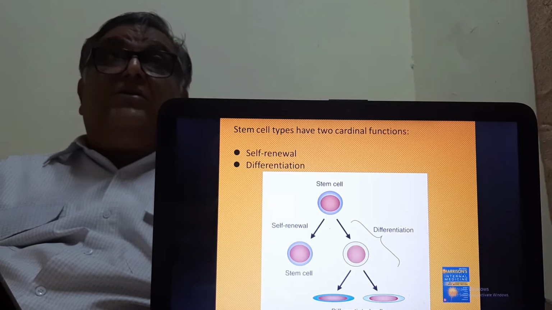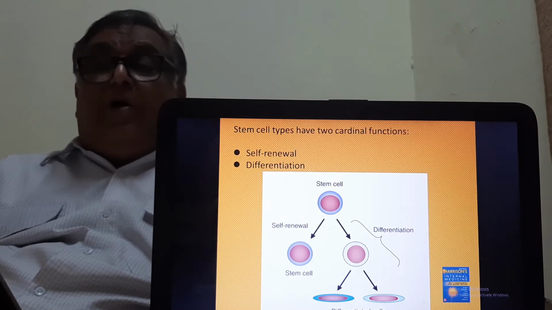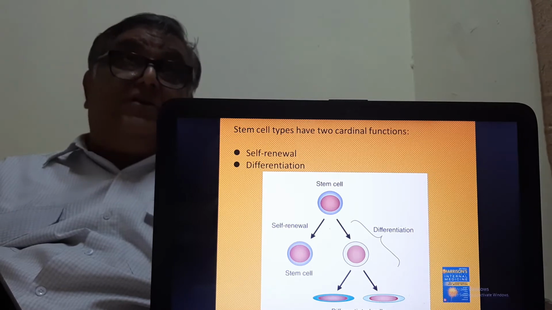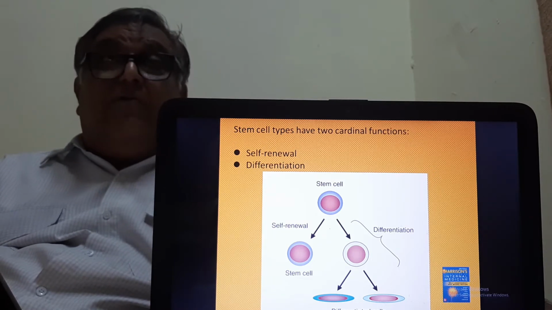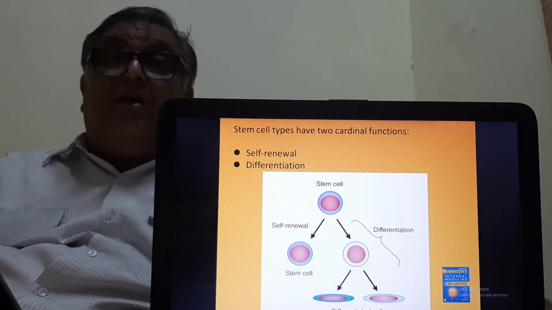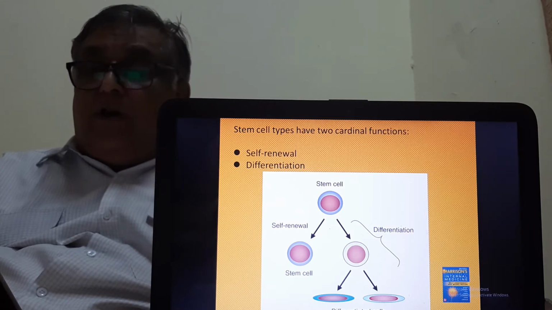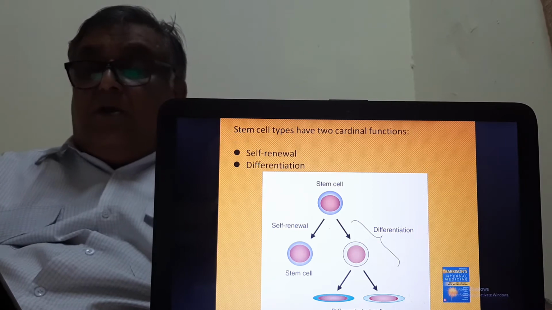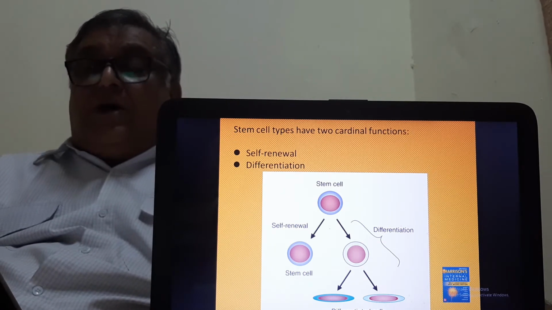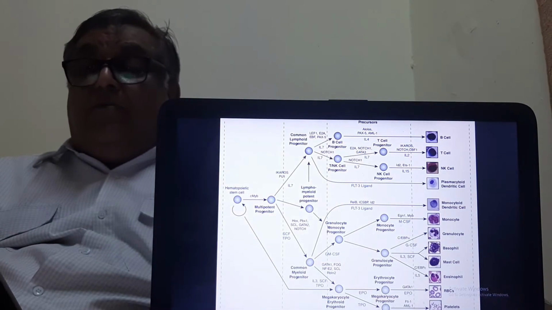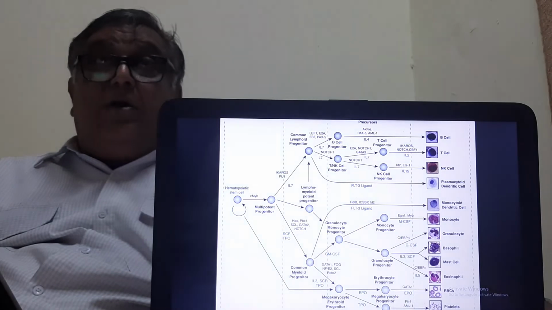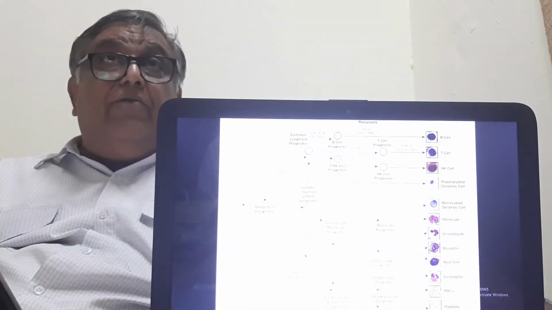The stem cell has two properties: the power of self-renewal and the power of differentiation. Initially, through self-renewal, it forms more stem cells, and later on the stem cells are committed to produce a particular type of cell. In this diagram, the process starts as a pluripotent stem cell, which can differentiate into either a common myeloid precursor or a common lymphoid precursor.